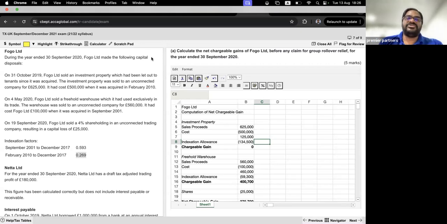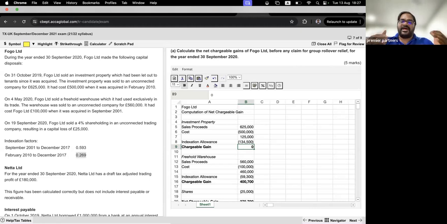Indexation allowance should not create a refund. Yes, it should not create a refund. So if that is not supposed to create a refund, the maximum amount of indexation allowance that I can claim would be how much? 125,000 itself. So as a result, my chargeable gain is going to be zero in respect of this investment property. So the first part of the question is done.